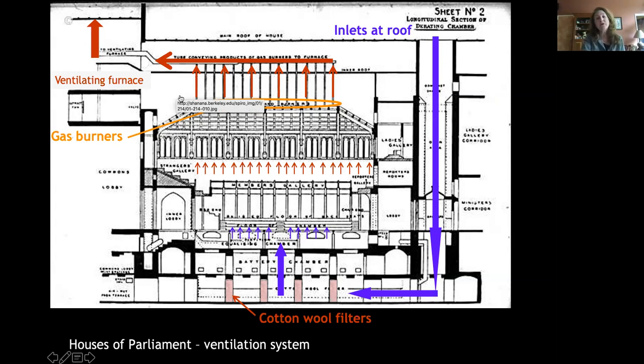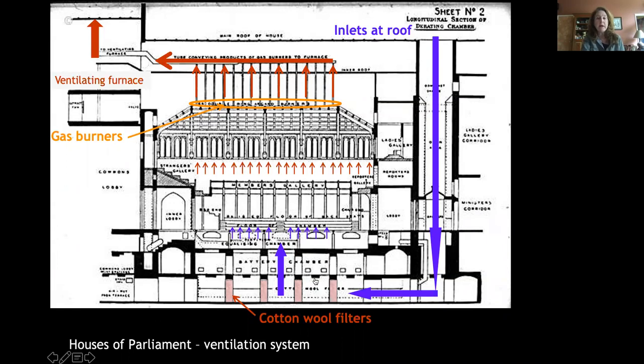So here's what happens. It's pretty cool. So you have this ventilating furnace, and it's called a ventilating furnace because it's not for heating the space. It's for heating air. And you have these gas burners here. And the gas burners would then heat the air. Warm air rises. It would cause the air at the top of the building to rise. And as it's rising, it would pull in this fresh air, which would be from the inlet down through the basement and then would rise up.